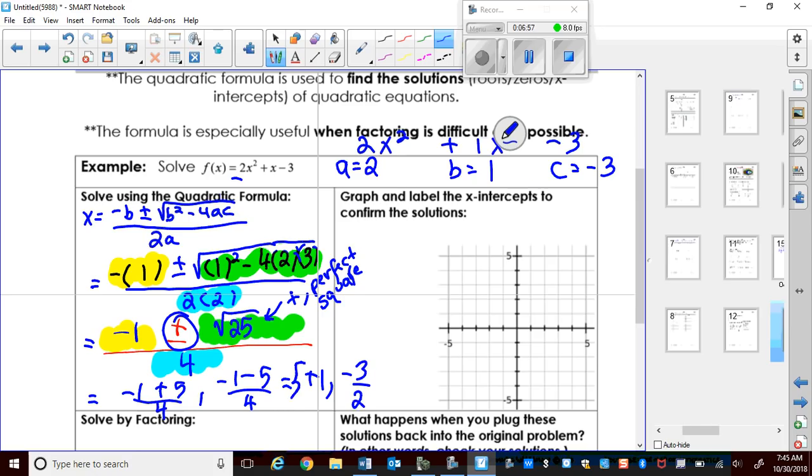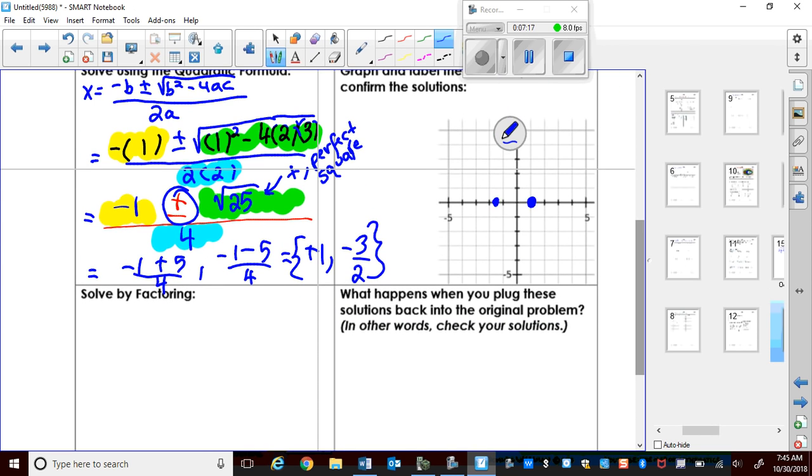So here's my answer. I'm going to put curly brackets around it. That means I have a root at +1, and I have a root at -1.5. So these are my x-intercepts. That's what the solutions are. This is where the curve crosses the x-axis.